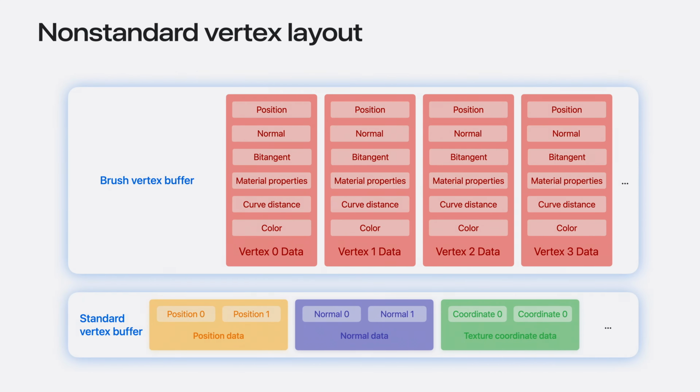In contrast, the standard vertex buffer lays out all of the data for each attribute contiguously. The brush vertex buffer layout is particularly convenient for a drawing app.